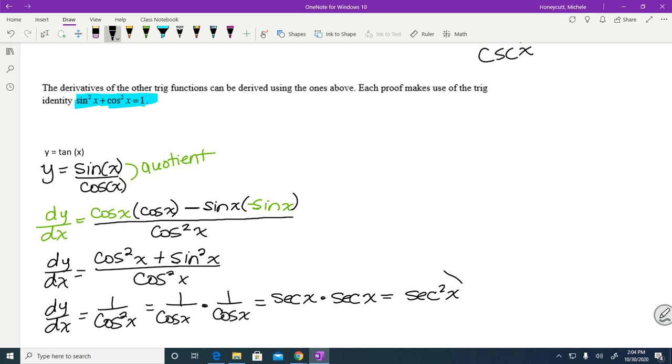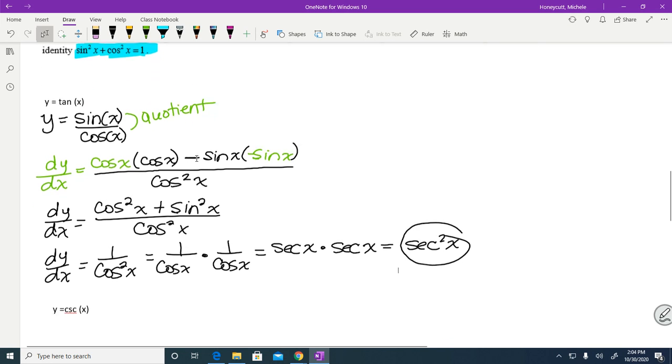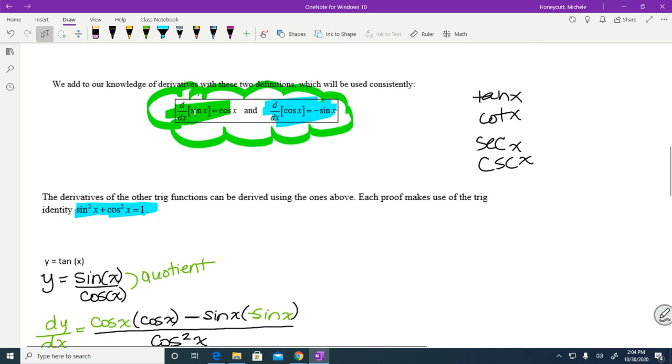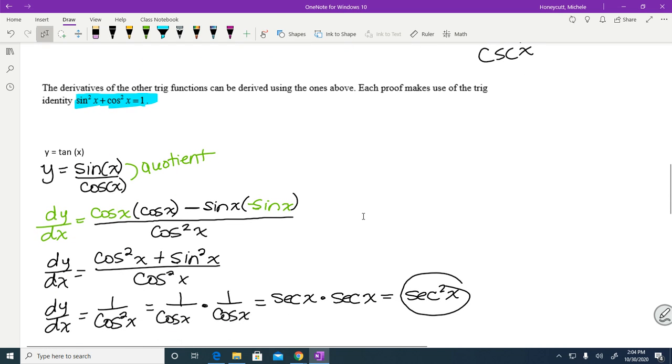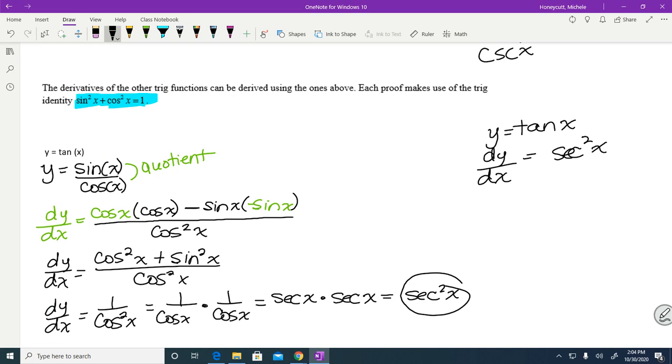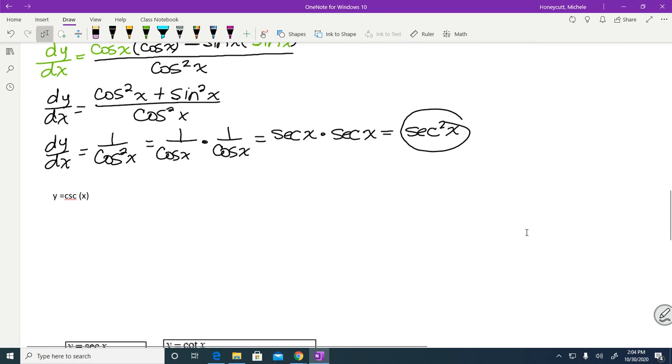So the derivative of tangent, oops. So if y equals tangent, then dy dx equals secant squared. So now we have the derivative of sine, cosine, and tangent. So that's another thing you need to have memorized.